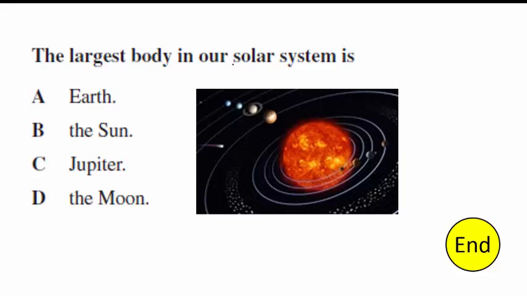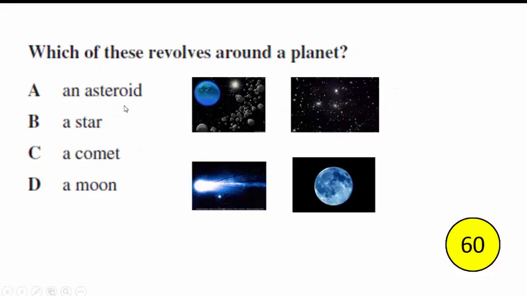The largest body in our solar system is, when they refer to body, they're saying anything that has mass. So that could be moons, planets, the sun, asteroids, comets. So if we think about this, and the picture kind of helps you visualize, the Earth is pretty big, and the moon is smaller than the Earth, so the moon's out. Jupiter's pretty big, but by far the largest body in the solar system is the sun, or choice B. Next question, 60 seconds. Begin.